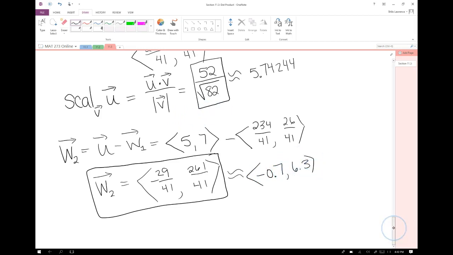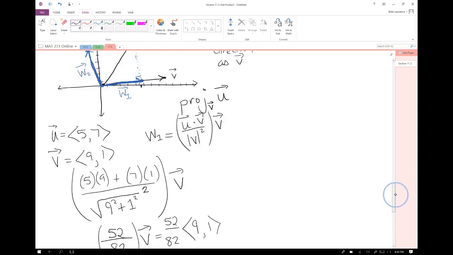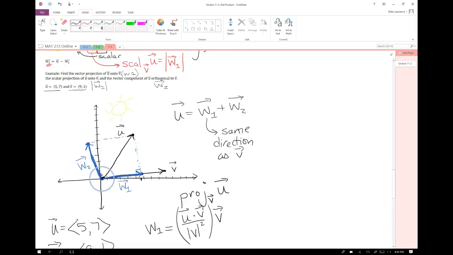So I'm going to go back up to the graph and see if that makes sense. So negative 0.7 means we're going to move left. Yep, we moved left. And then 6.3, 1, 2, 3, 4, 5, 6. So I didn't make this quite long enough. It goes left 0.7, up 6.3, which matches up pretty closely to what we got.